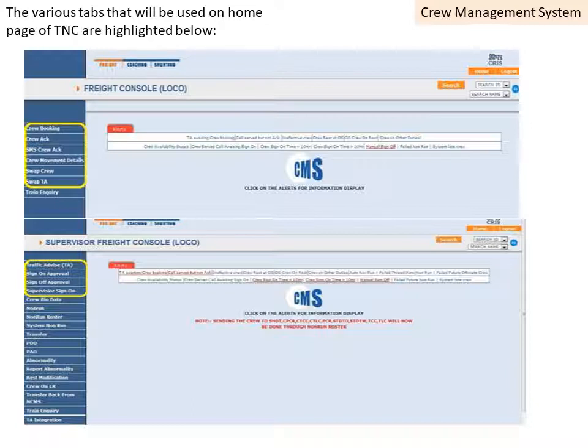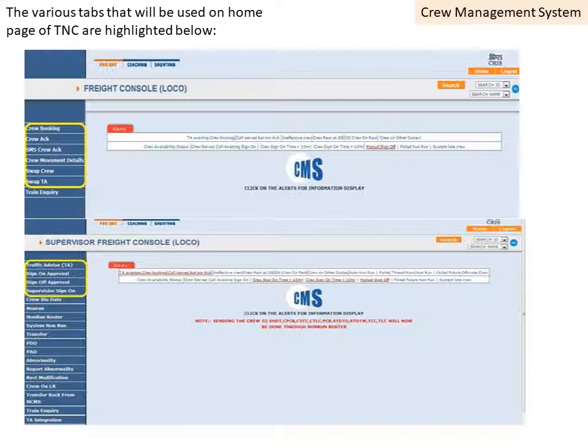The TNC can be booked here. In the freight console, only the crew can be booked and acknowledged, whether the crew is coming for duty or not. Here swap crew is there. Suppose two persons have come for duty, but one person is sick or shifted from one train to another, immediately we can swap the crew from one train to another train.